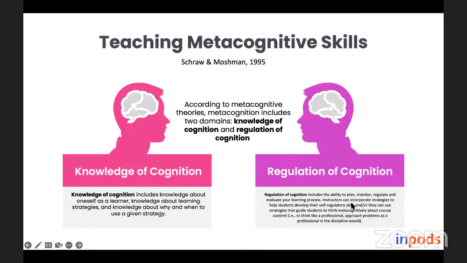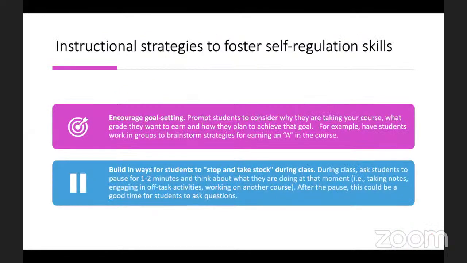Instructors can incorporate strategies to help the students develop their self-regulatory skills, and they can use strategies that guide students to think metacognitively about the course content. That is, to think like a professional, to approach problems as a professional in the discipline world. That is something that is expected to happen in the regulation of the cognition. So we have to help them recognize how they are learning. Can this learning process be different, right?